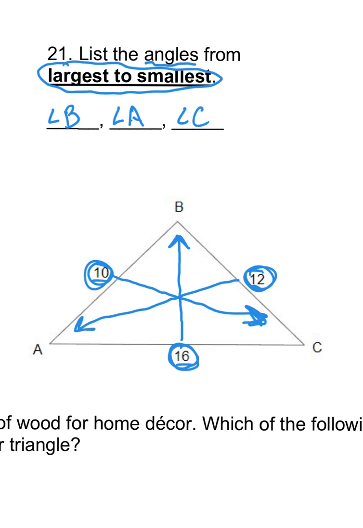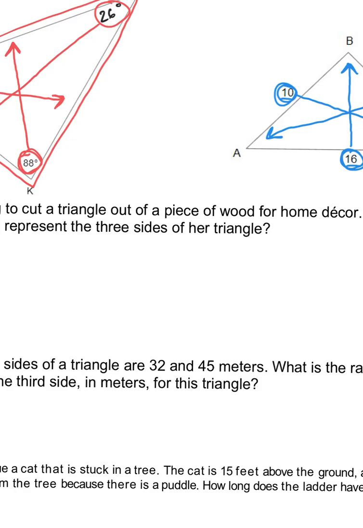Now time for 22. 22 says, Ms. Smith is trying to cut a triangle out of a piece of wood for home decor. Which of the following sets of numbers could represent three sides of her triangle? That's what we're looking for here. So if you remember this, we need the formula: small plus medium has to be bigger than our largest side. So we're going to use this formula for all three.